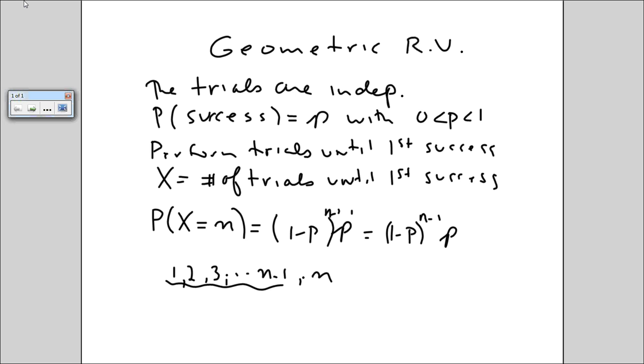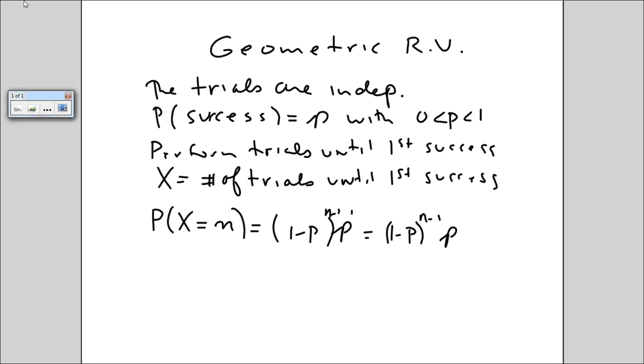And this formula should somewhat be obvious. Remember, when you have independent trials, you multiply the probability of the outcome of the first trial by the probability of the outcome of the second trial times the probability of the outcome of the third trial, and so on. And that's just what I did. The first n minus 1 probabilities, since they were all failures, all happen to be 1 minus p.